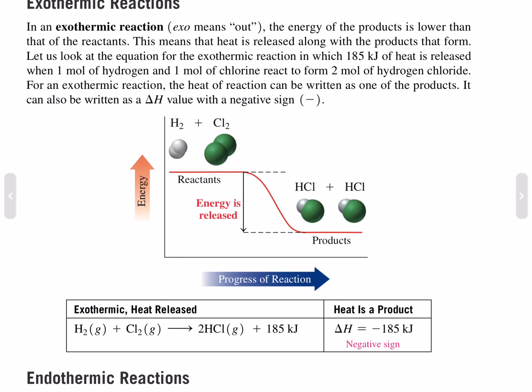Exothermic, heat released. H2 plus Cl2 yields 2 HCl plus 185 kilojoules of energy. Heat is a product. Delta H is negative 185 kilojoules.